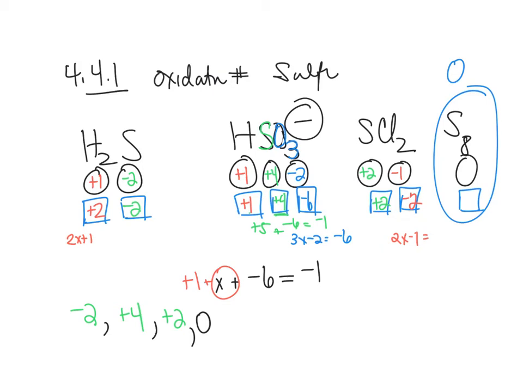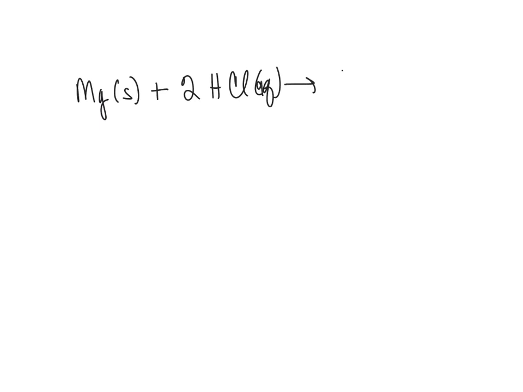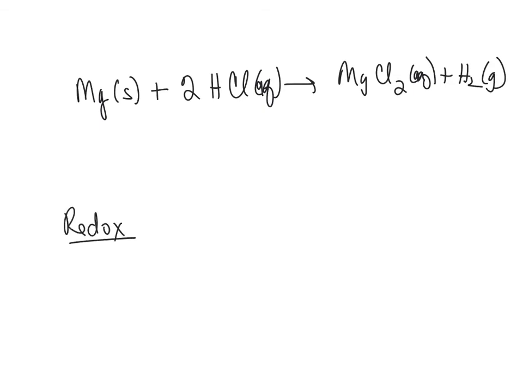Okay, the next questions, we need to be able to identify the reducing agent. So now let's look at reactions. So you have magnesium, which is a solid, and you react it with HCl, and you get magnesium chloride and hydrogen. Now, how do you recognize redox reactions as compared to neutralization reactions?